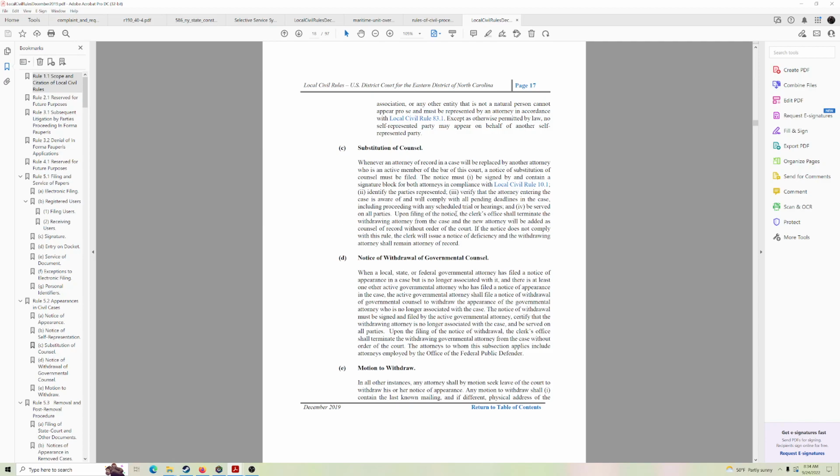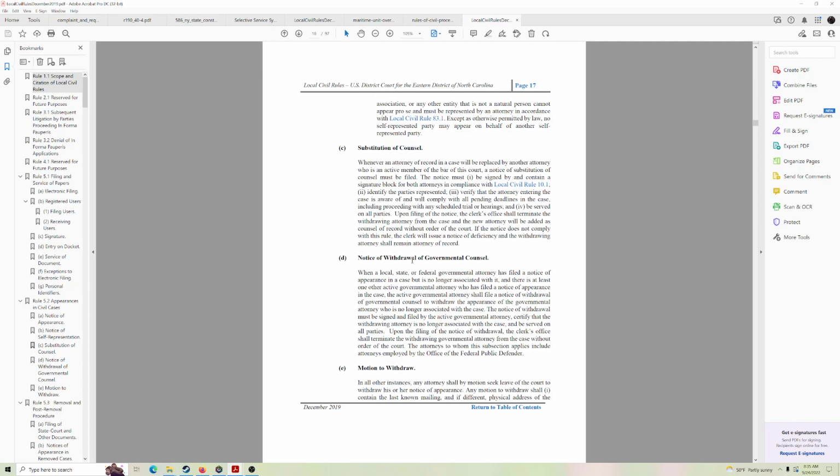Upon filing of the notice, the clerk's office shall terminate the withdrawing attorney from the case, and the new attorney will be added as counsel of record without order of the court. If the notice does not comply with this rule, the clerk will issue a notice of deficiency, and the withdrawing attorney shall remain attorney of record.